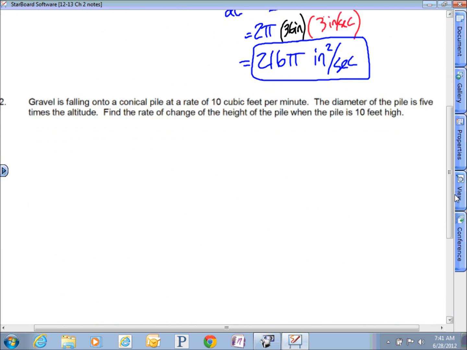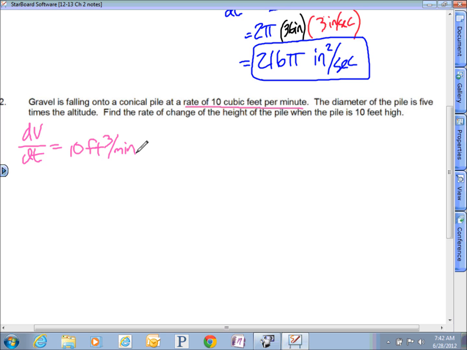Second one, now we're talking about volume. Gravel is falling onto a conical pile at a rate of 10 cubic feet per minute. Well, let's see. What changes in cubic feet per minute? I think that's volume. So gravel is falling at a rate of 10 cubic feet per minute. That is, we're going to call that dV/dt. So dV/dt is 10 cubic feet per minute. And use the units to help you understand what it is. Well, it's cubic, so it must be volume, so let's call it V. The diameter of the pile is 5 times the altitude.